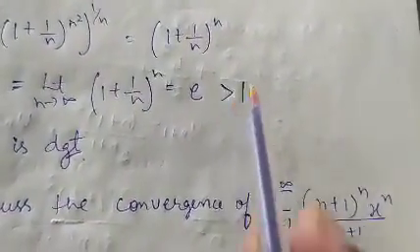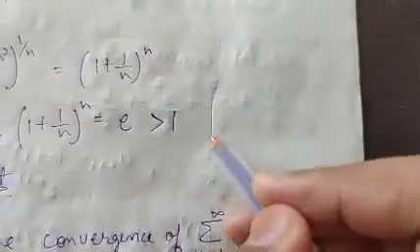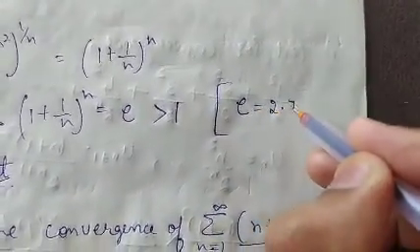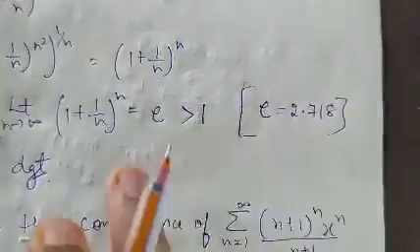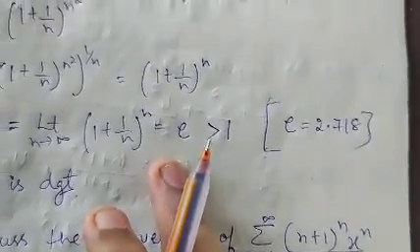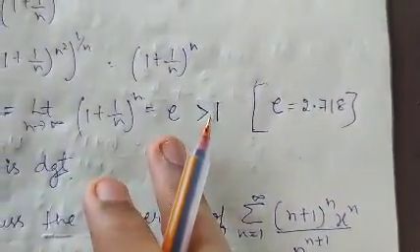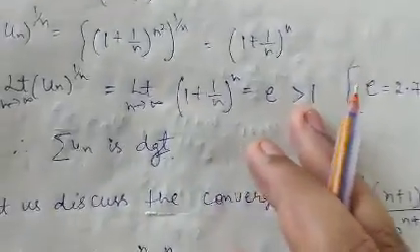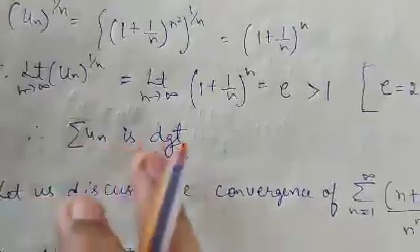So this is nothing but e, which is greater than 1, because what is the value of e? This is a standard value, e is 2.718. So this value is called the exponential number, and this standard value e is the value of L, which is strictly greater than 1. So again by Cauchy's root test, the given series is divergent. Okay. We'll see one more problem regarding this.